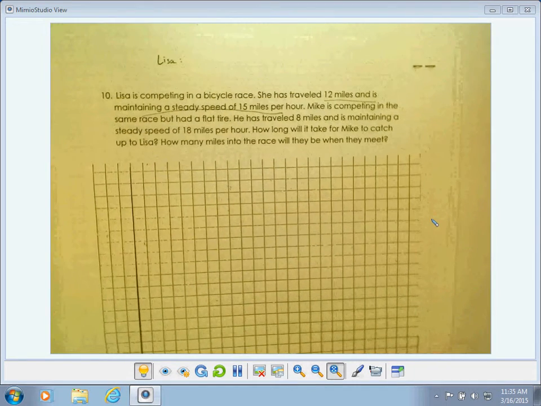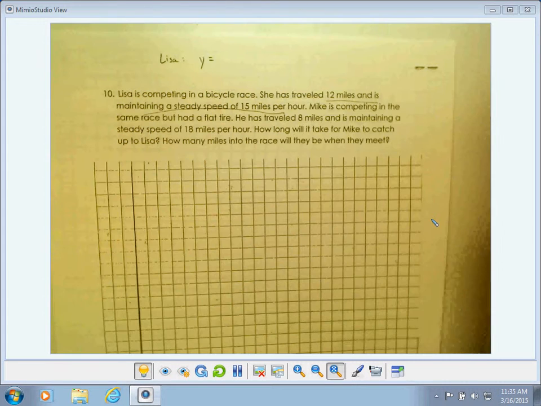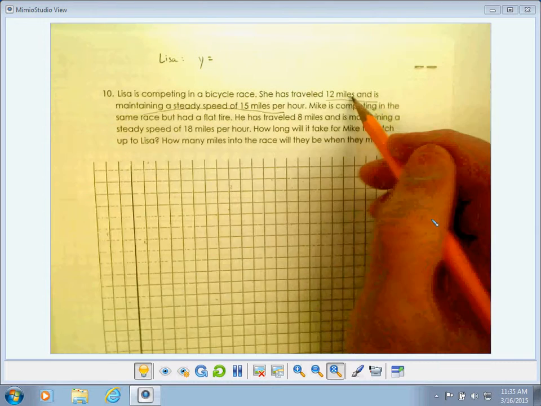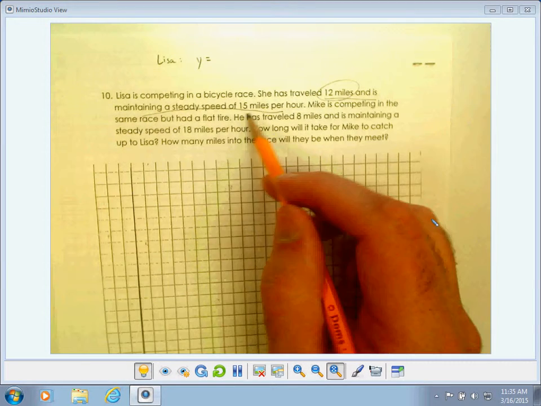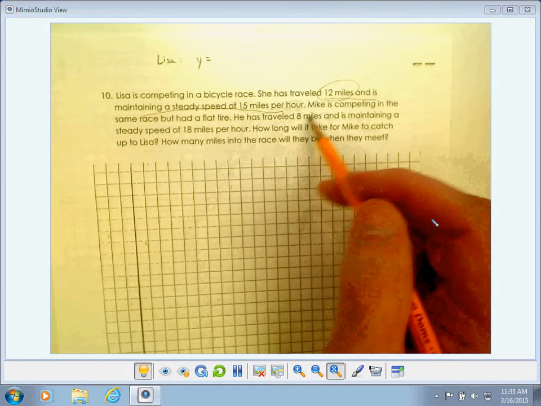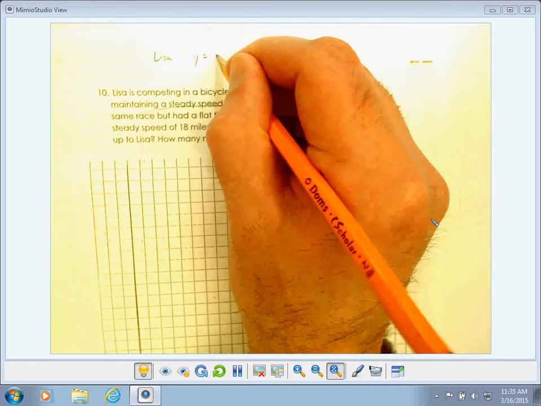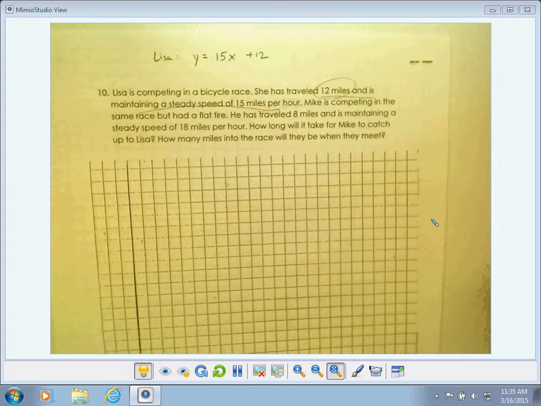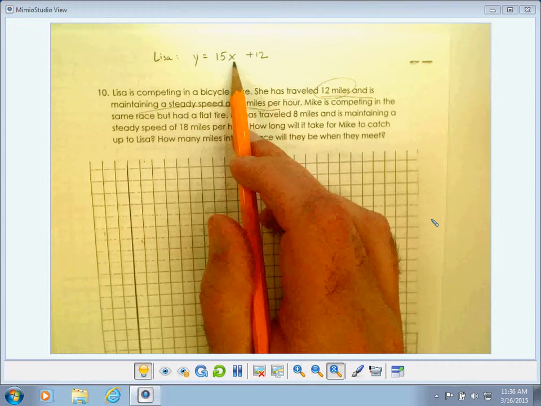If we think of it this way, there's going to be one value that is going to be the same and one value that's going to change. The 12 miles is what she's already done, and that's not going to change. What is going to change is, based on the number of hours, she's going to be adding 15 miles every hour. So the 12 would be by itself, and the 15 would get the variable. You put in the number of hours here, and it would change.